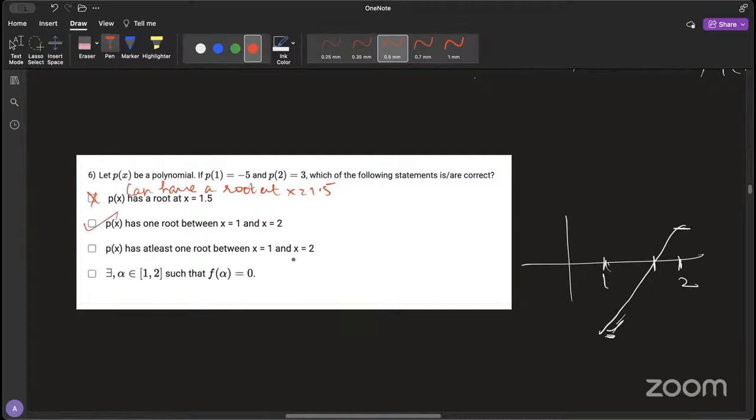Okay, this I didn't focus on the at least part. This says it has one root. Now this option means, although it's not written, that it has only one root. This is all about the language here, because it doesn't say it only has one root. Now, if this means that it only has one root, that means it cannot have more than one root between 1 and 2, then it's incorrect.